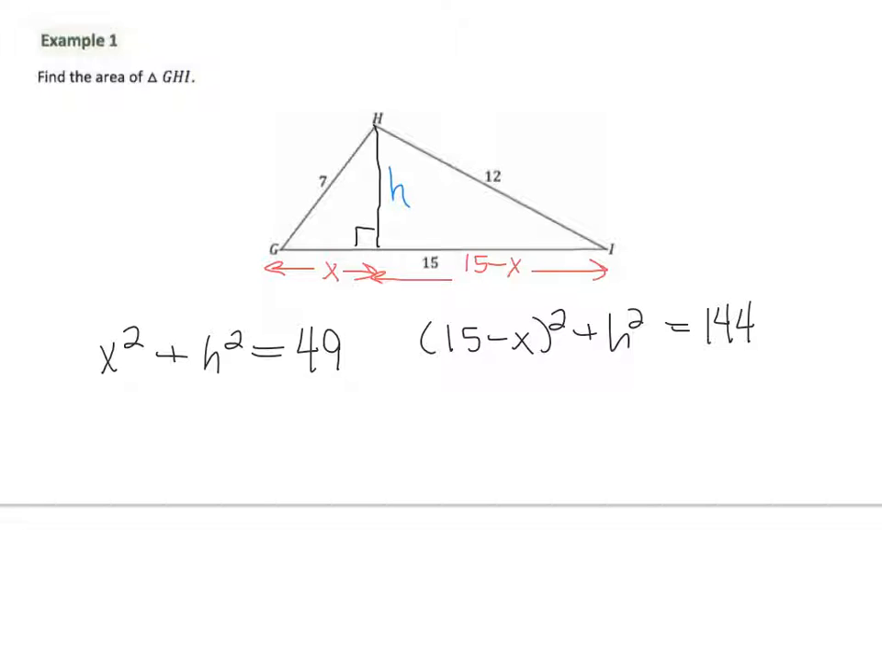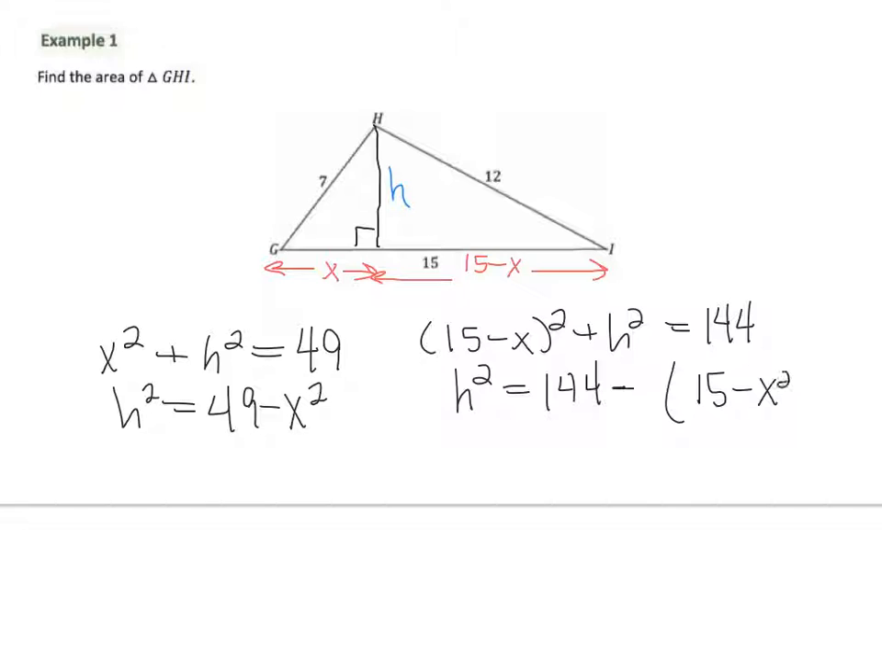So since we can set these both equal to h squared, I'm going to move the x squared to the other side of the equal sign: h squared equals 49 minus x squared. And then I have this one over here, h squared equals 144 minus (15 minus x) squared. These are both equal to h squared, so I'm going to go ahead and set them equal to each other. Okay, substitution. 49 minus x squared equals 144 minus (15 minus x) squared.